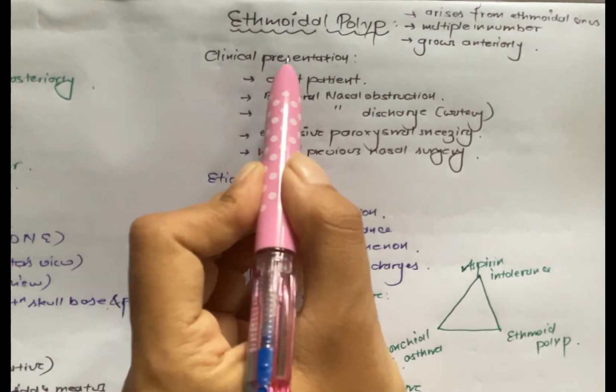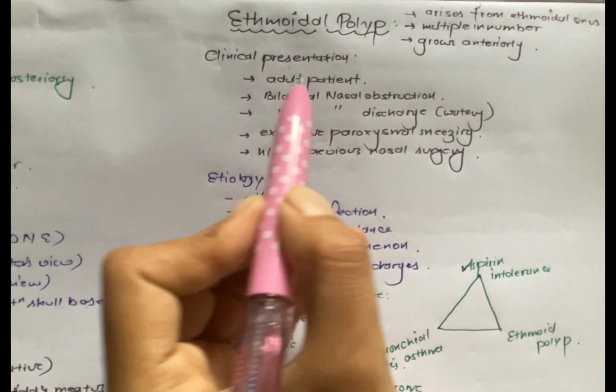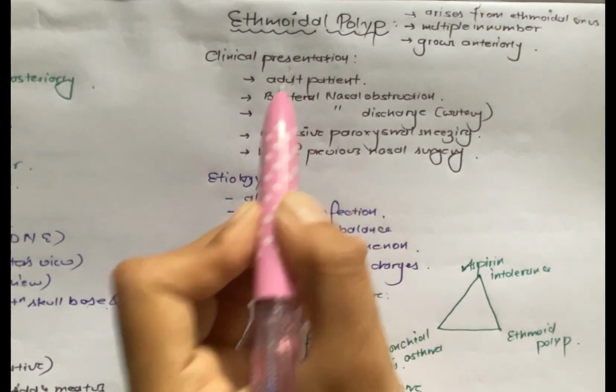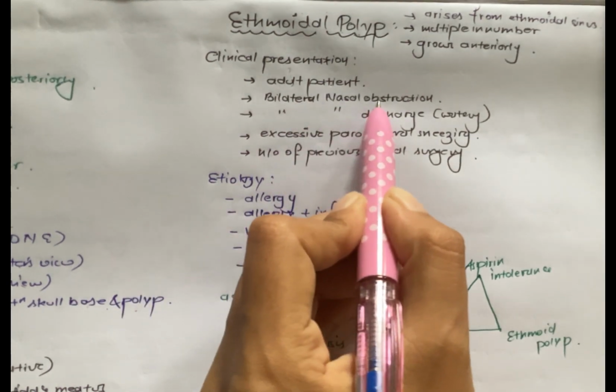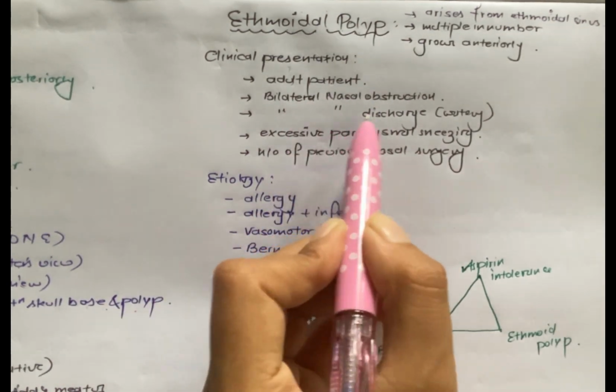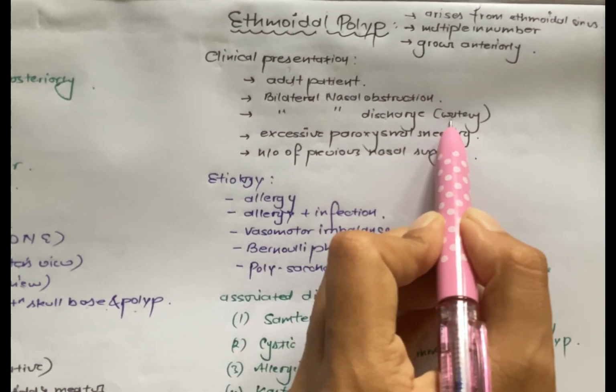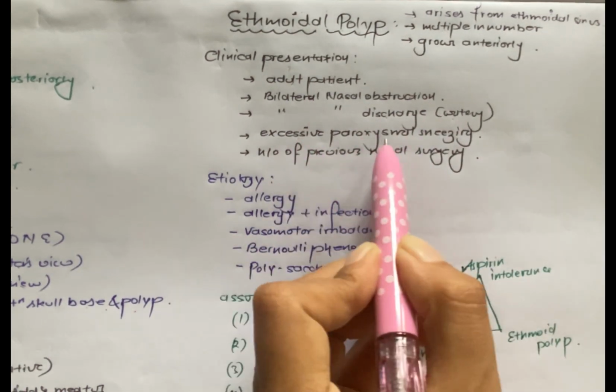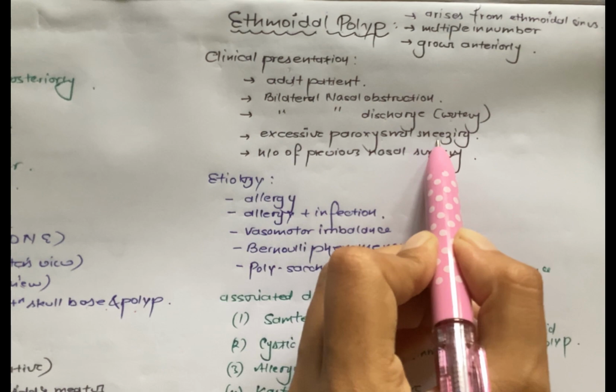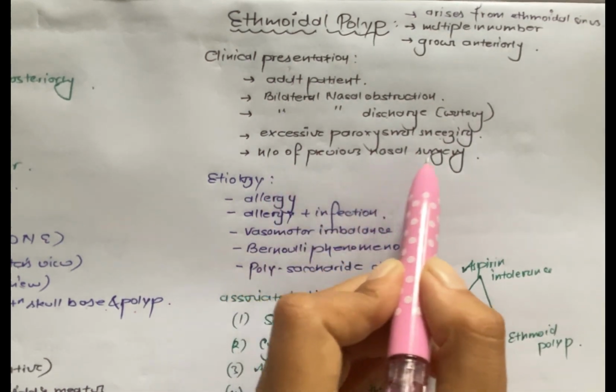Talking about the clinical presentation, the patient will be an adult with bilateral nasal obstruction, and there will be bilateral nasal discharge as well, which is watery, and there will be excessive paroxysmal sneezing, and there will be a history of previous nasal surgery as well.